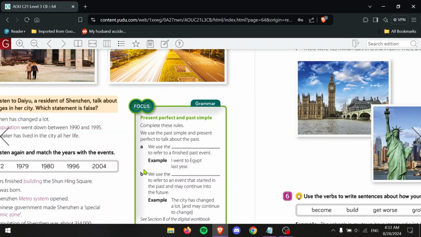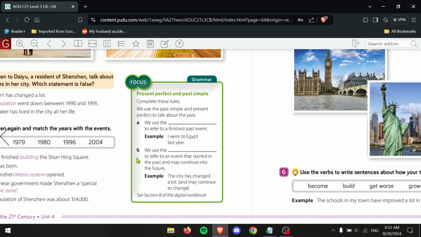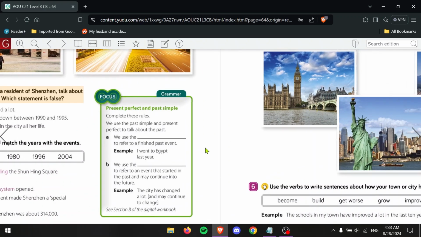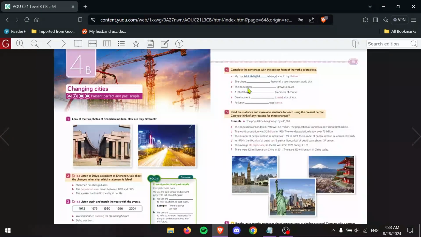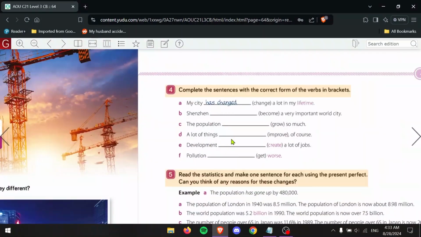Let me see an example. I went to Egypt last year. This is something that doesn't have any connection to the present, so this is past simple. And for the second one, we use the dash to refer to an event that started in the past and may continue or has a connection to the present or the future. So the city has changed a lot and may continue to change. So in this case, this will be present perfect. Okay, awesome. Now let's go to exercise 4.